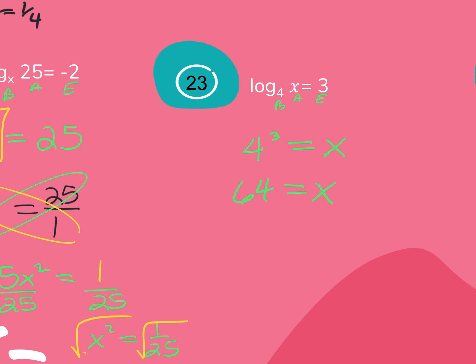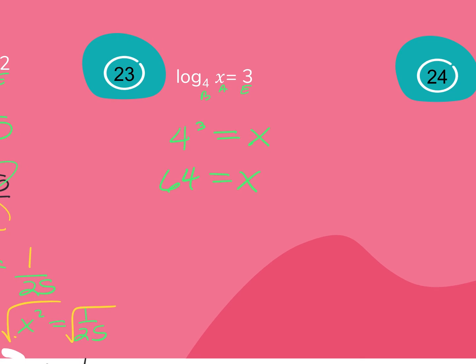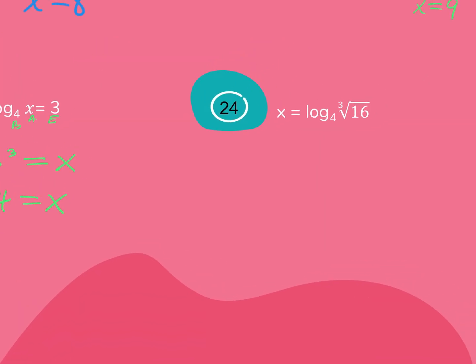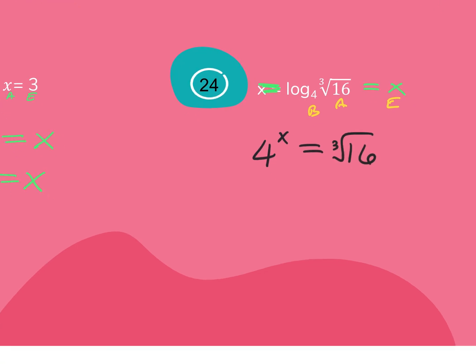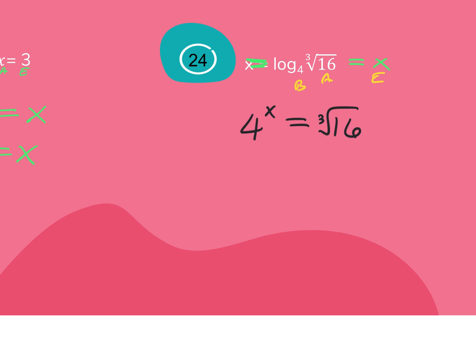And then the last one of solving for x. Again, I'm going to transform it. If it's better for you to take the x and move it over here so you can do your BAE trick, we're going to be setting it up as 4 to the x power equals the cube root of 16. I'm going to change 16 and make it to the 1/3 power.